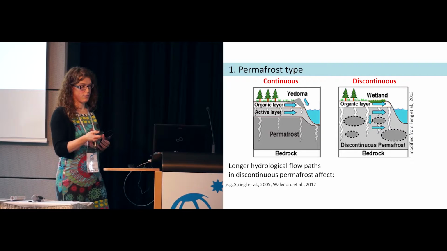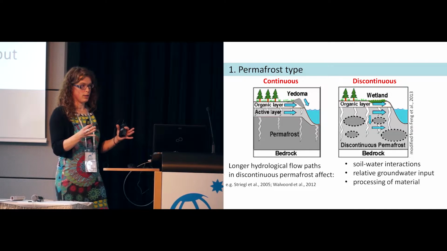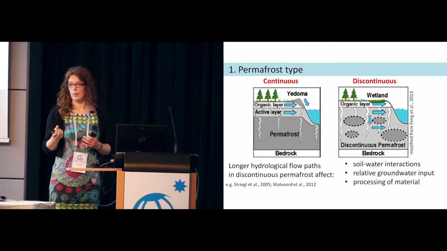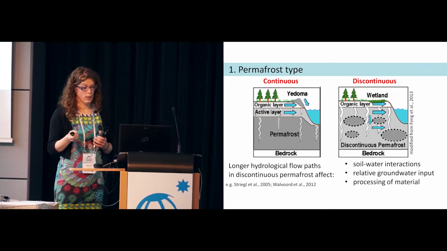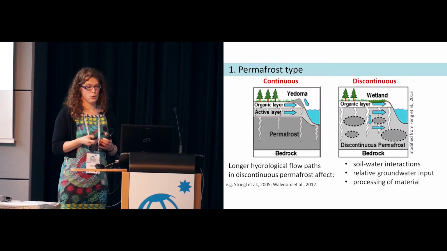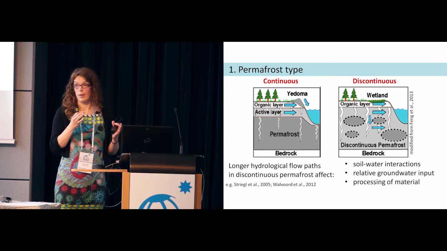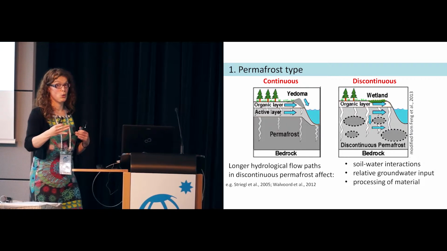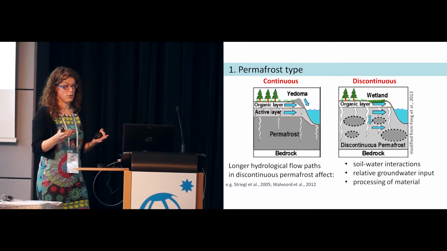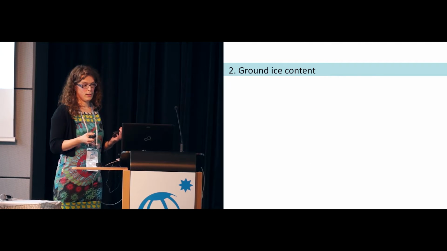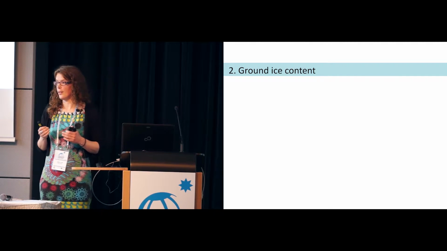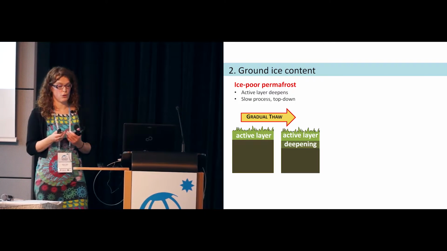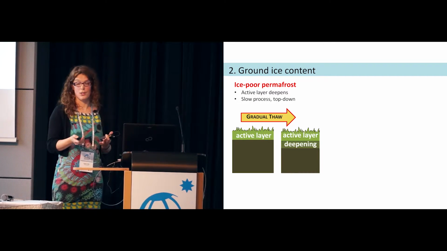So longer flow paths affect this soil-water interaction exchange, but also the relative input of groundwater and the processing of material. So this will determine, as one factor, how much organic carbon you actually can release into aquatic systems after permafrost is thawing. Another important point in determining how much carbon you can see in a river or a stream after permafrost thaw is the ground ice content.